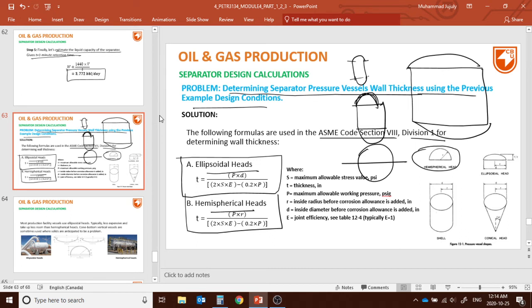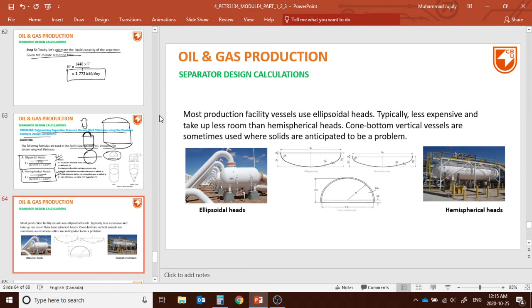pressure vessel types we can design, and for these two different types we have two different formulas. Most of the production facility vessels are usually ellipsoidal head because it's less expensive and takes less room than hemispherical heads, but there are some hemispherical heads too. So these are the ellipsoidal heads. This is how it looks, and this is the hemispherical head.